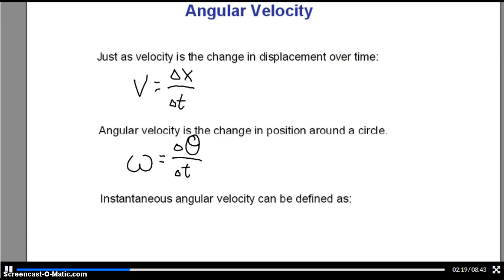And then for instantaneous angular velocity, hopefully you remember our calculus tie-ins, we'd have angular velocity omega is equal to the limit as delta t approaches 0 of change in theta over change in time, or simply d theta over dt. Just like we've done before, where dx dt was instantaneous velocity, d theta dt is the instantaneous angular velocity.